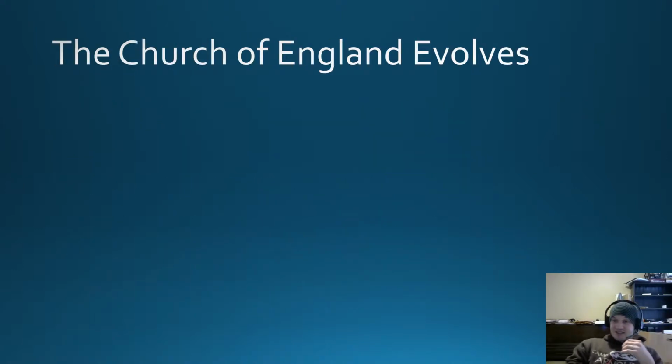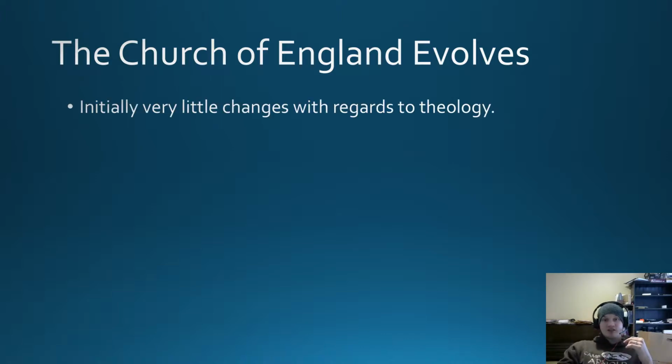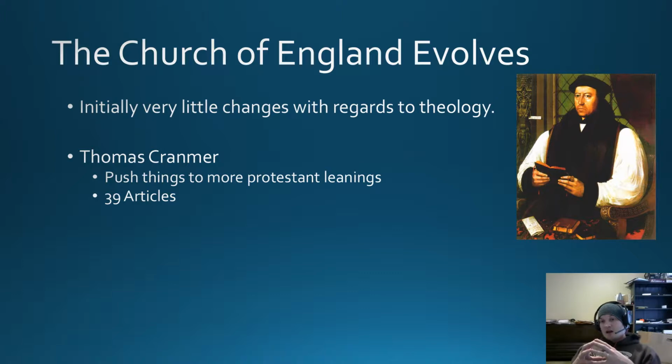Now, the Church of England didn't stay static. When Henry created the Church of England, very little changed regarding theology. All the Roman Catholic theology stayed, apart from that Henry was the head of the church, not the Pope. He basically had made himself a Pope. Very little changed theologically. And then along came a guy called Thomas Cranmer, who would become Archbishop of Canterbury. He would push in more Protestant ideals, and partly to help cement Henry's position. He would write, though, what became the 39 Articles.